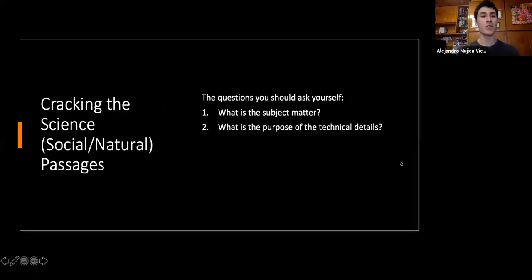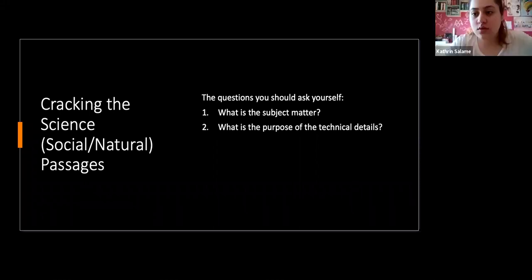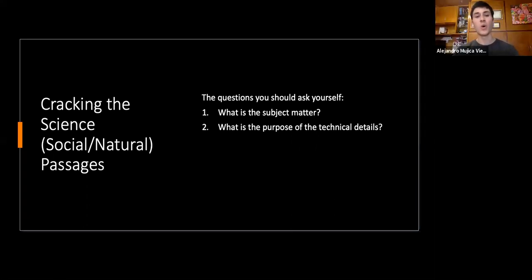Okay, now let's move on to the science, which includes social and natural science passages. The questions you should ask yourself: what is the subject matter, the topic, and what is the purpose of the technical detail they go towards? So if they're talking about the evolution of dinosaurs, why do they talk about bird feathers? What purpose does that small technical detail serve in the larger argument or the larger discussion of this subject? Because they use a lot of technical detail that you should understand in context.